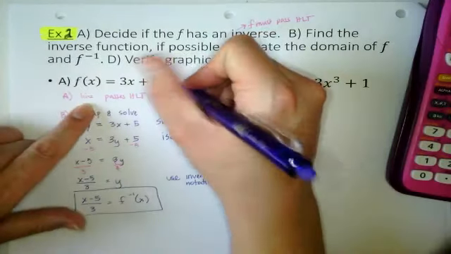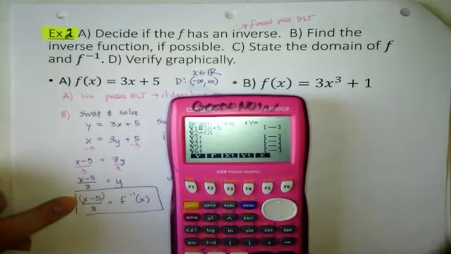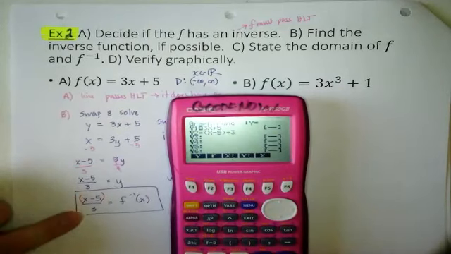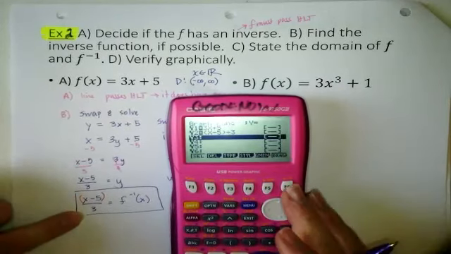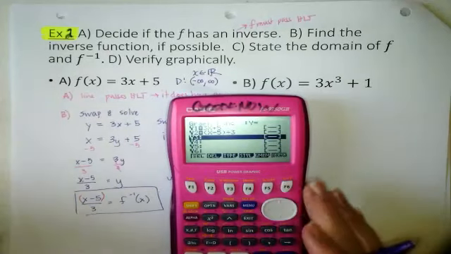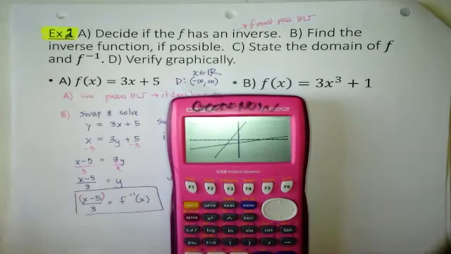Because it went forever to the left and forever to the right, let's check out this function. I'm going to go ahead and graph them on the same axis. I'm going to put this in my calculator, making sure I put parentheses: x minus 5 divided by 3. And I should see a line that looks like it's been reflected over the line y equals x. Oh, it kind of does.